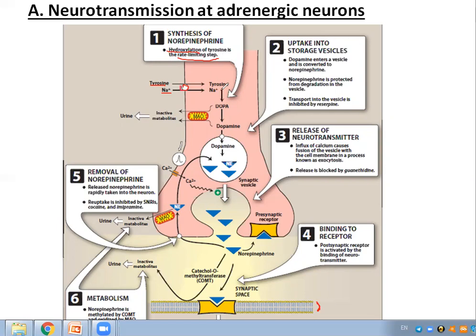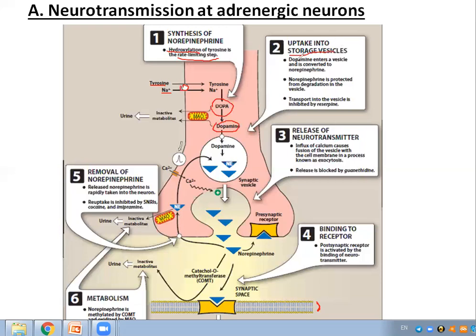The second step: the hydroxylation of the tyrosine leads to what we call DOPA. And the DOPA will be converted by another mechanism into dopamine. So this pathway happens in the cytoplasm of the presynaptic neuron. Once the dopamine is synthesized, then it will be stored inside vesicles.